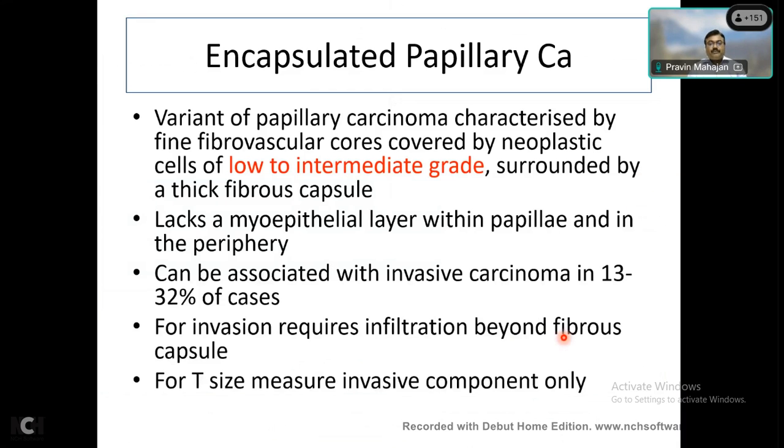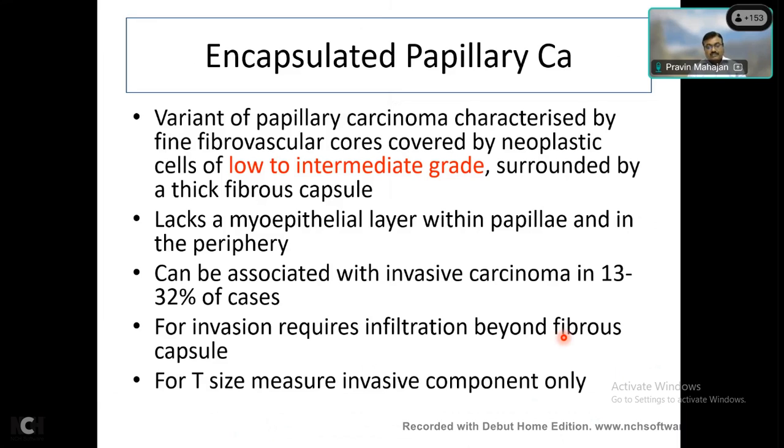Now we are moving to the fourth category of the papillary lesions, that is the encapsulated papillary carcinoma. It is actually a variant of papillary carcinoma which is characterized by fine fibrovascular cores which are covered by neoplastic cells of low to intermediate nuclear grade, and it is usually surrounded by a thick fibrous capsule. So what we'll see is that there are no myoepithelial cells within the papillae as well as in the periphery of the lesion. These encapsulated papillary carcinomas in 13 to 32% of the cases can be associated with invasive carcinoma.